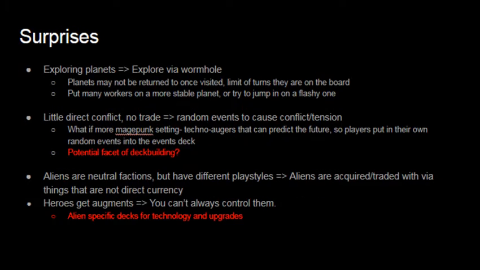Anyway, another question is, heroes get augments, you can't control them. That means that we might need to have alien-specific decks for technology and upgrades, so that you draw from this alien deck and you don't know what you're going to get or what's going to happen. Rather than being like, hello alien, I would like your biggest turbo crystal. You know, the alien might give you a turbo crystal, or they might be like, yo, this is much better, here is some goo. And you sniff the goo and suddenly you grow 4 eyes. Whatever.